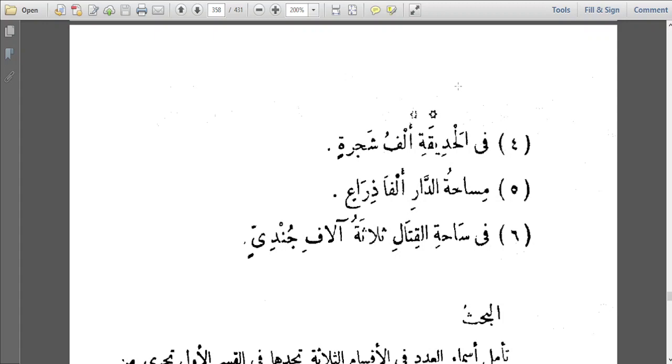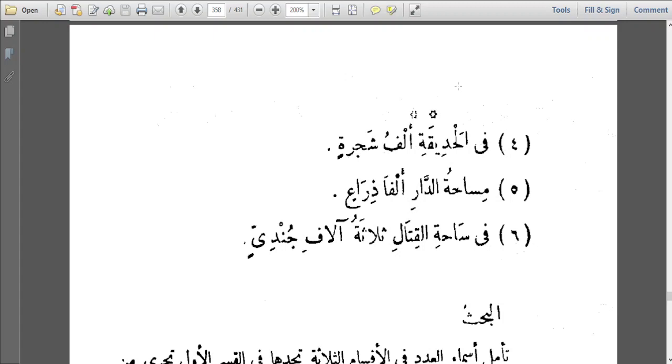And we've mentioned this difference in the Al-Qira'atu Rashida lessons. If you are not following, you could do that. It helps with a lot of vocabulary and expressions. So, في الحديقة ألف شجرة: in the garden, there are 1,000 plants or trees.